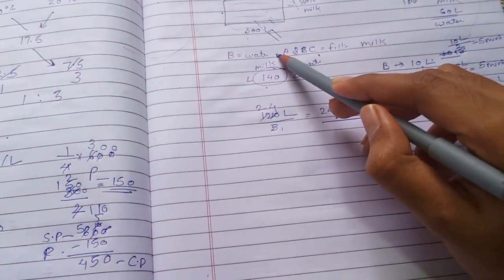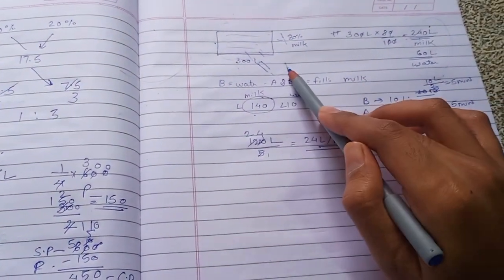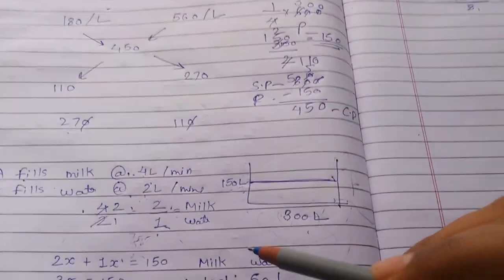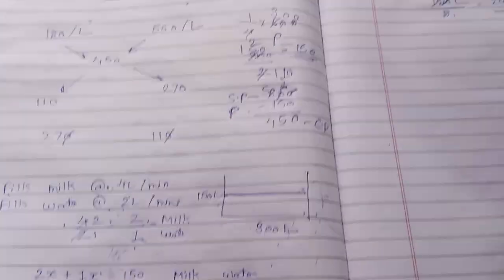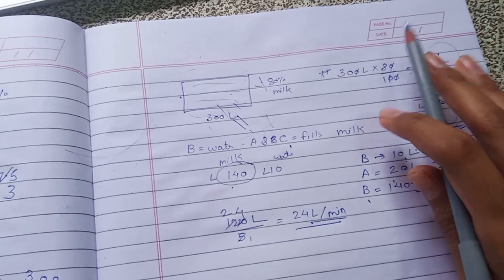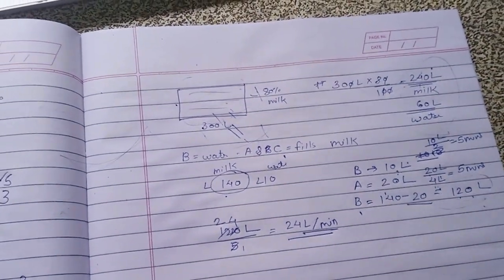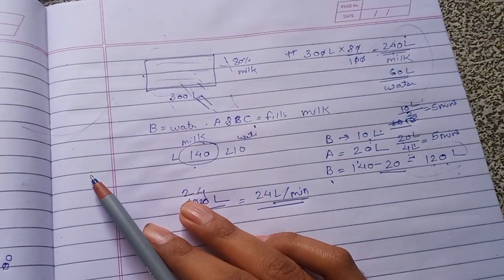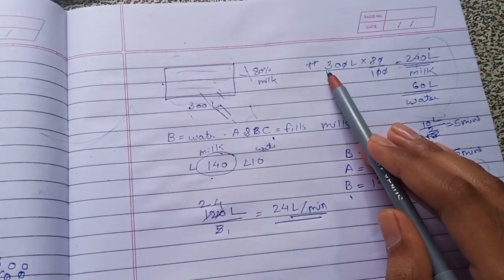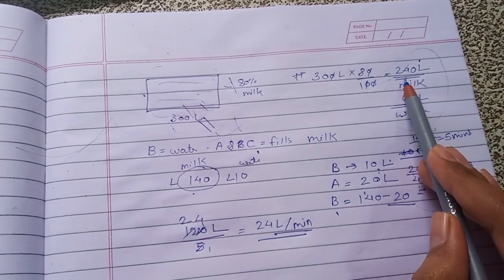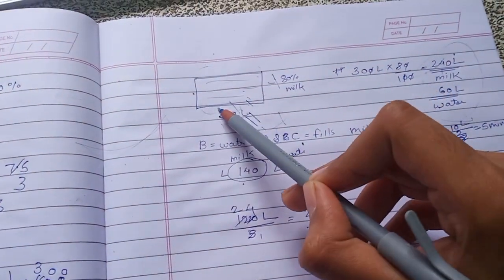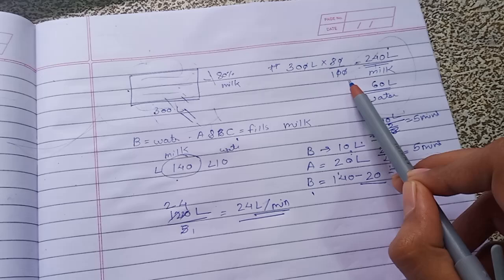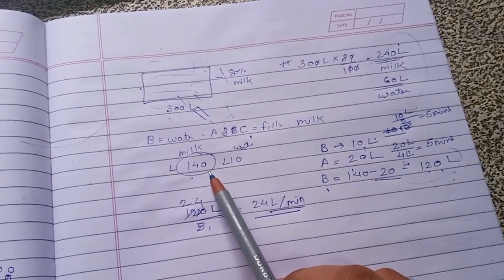And this C tap contributes milk. So at first, 100 liters was already filled by A tap. So what is the contribution of C tap? It's very obvious. We just have to subtract 100 liters from 240 liters, then we can find the contribution of C tap, which is 140 liters.